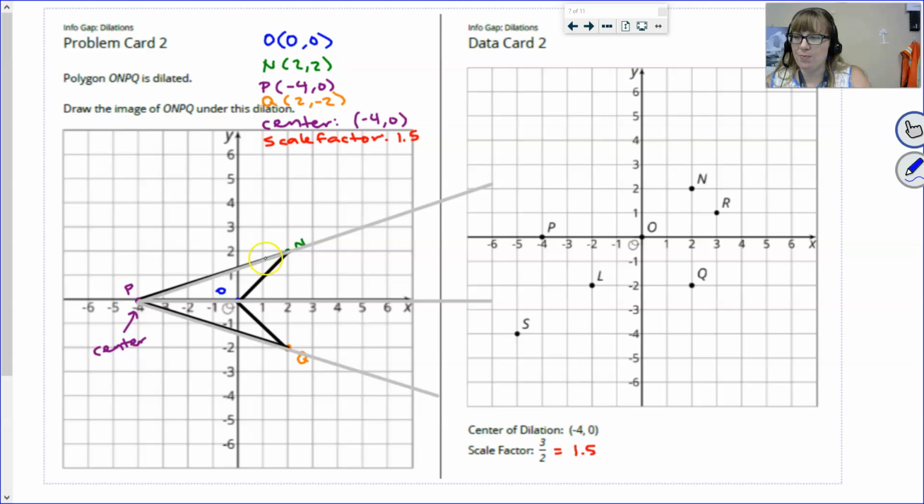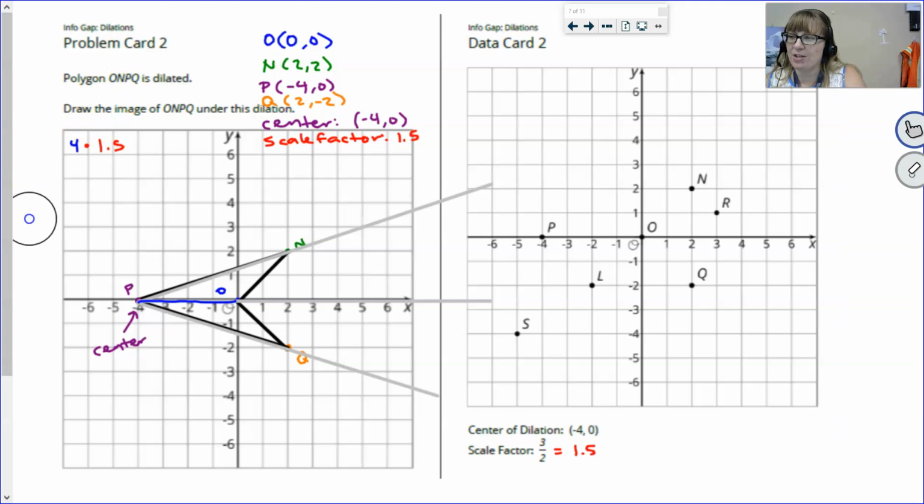Let's first take a look at O, and we want to know the distance from P to O, and we can see that it is 4 away. Now 4 away from the center with a scale factor of 1.5, that's going to be 4 times 1.5, and 4 times 1.5, do the calculations if you haven't yet, that's going to be equal to 6. So what was 4 away has been dilated to now be a distance of 6 away. 1, 2, 3, 4, 5, 6. So here is O prime.